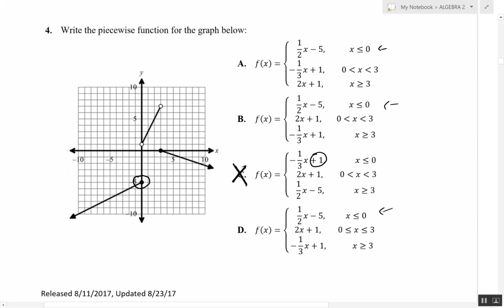Okay, notice in this case it's going to be open and open, which means those have to be just less thans and less thans. So the second one's got to have a less than and less than. Less than or equal to, less than or equal to? No, that's actually wrong because this would actually be a closed point. Okay, so now we've eliminated, now it's either A or B.